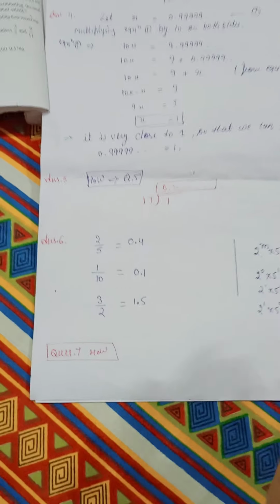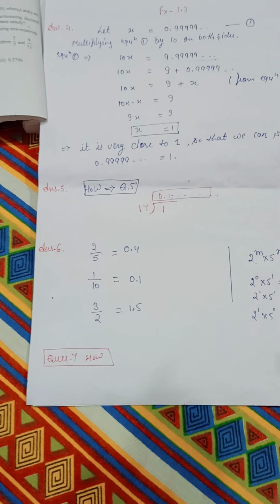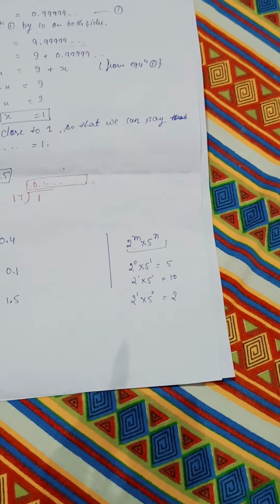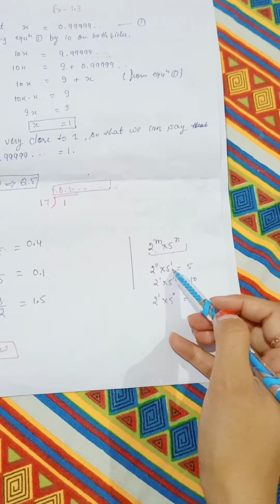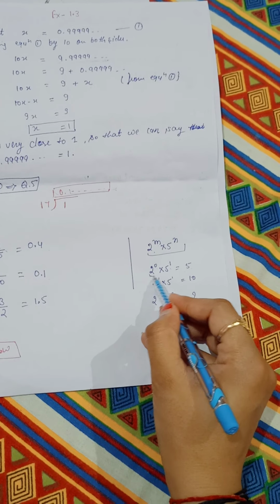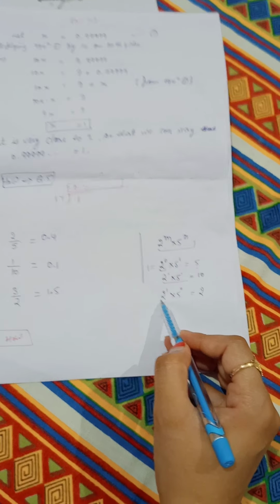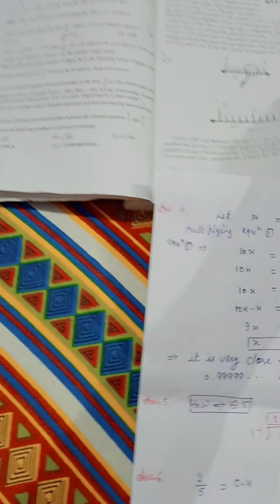Here we see the denominators are 5, 10 and 2. The form of the denominator of these fractions is 2 to the power m and 5 to the power n. So if we put m is equal to 0 and n is equal to 1, we get 2 to the power 0 into 5 to the power 1, which is equal to 5, because 2 to the power 0 is equal to 1. We get 5. Similarly this and similarly this. So this is the answer of question number 6. Now question number 7.